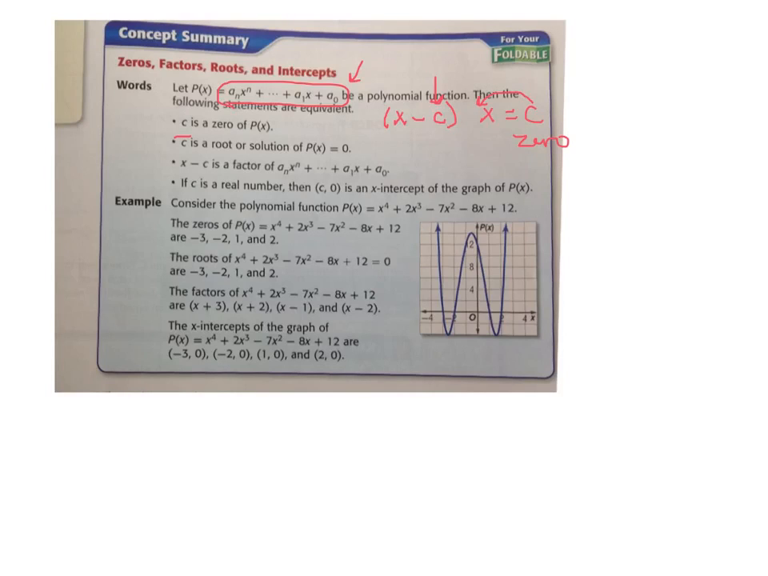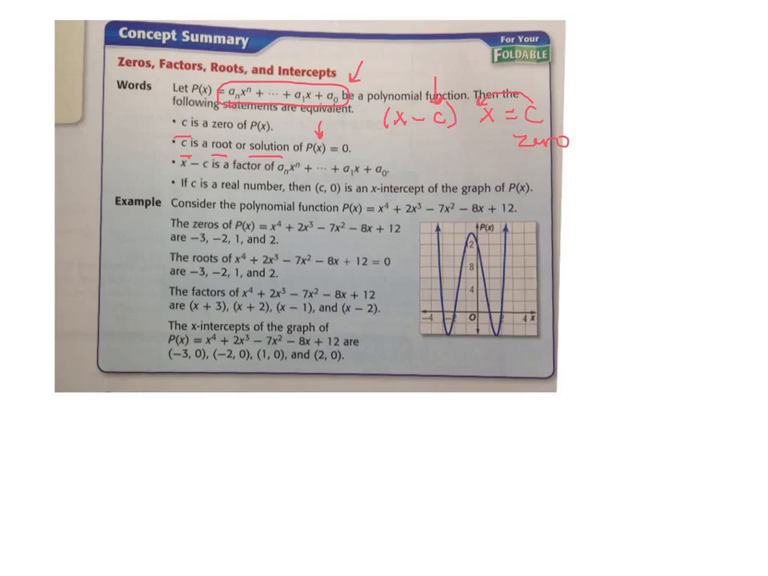So it says c is a 0, then c is also a root or a solution, that if you put p of c in, you should get 0. I don't know why they put an x there. x minus c is a factor. If c is a real number, then the point c, 0 is an x-intercept of the graph.